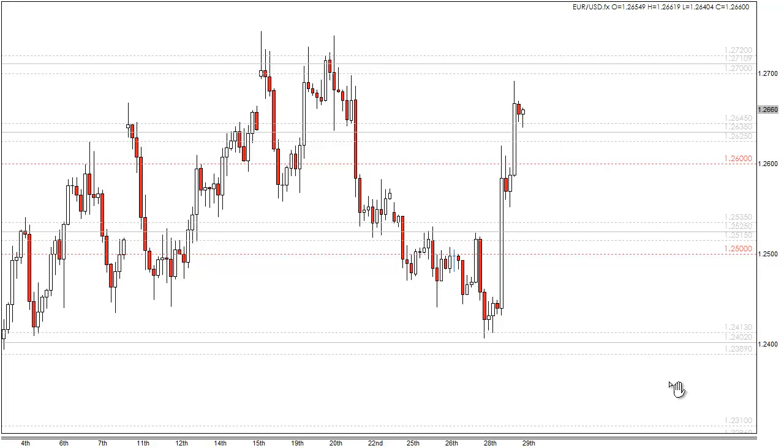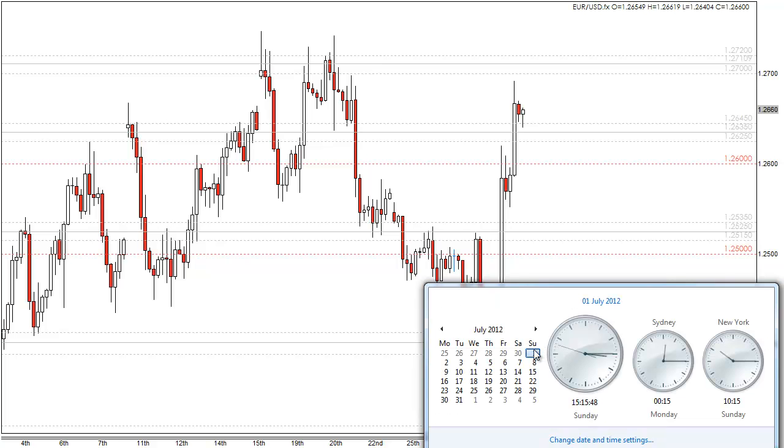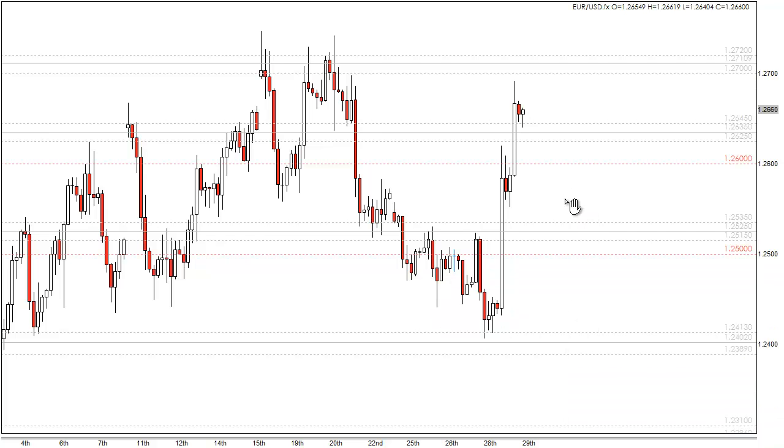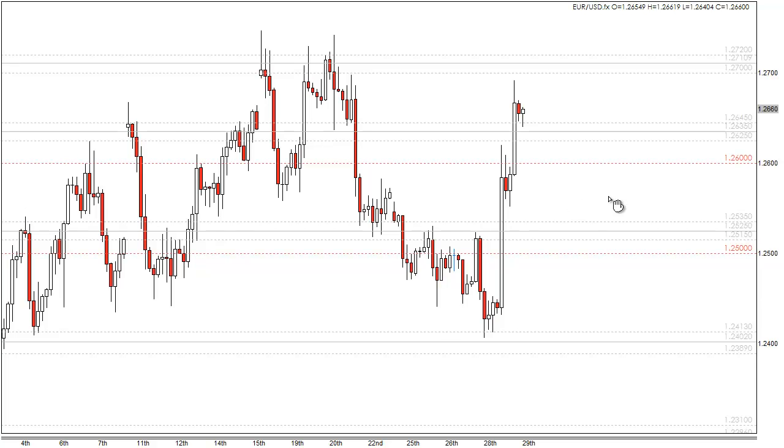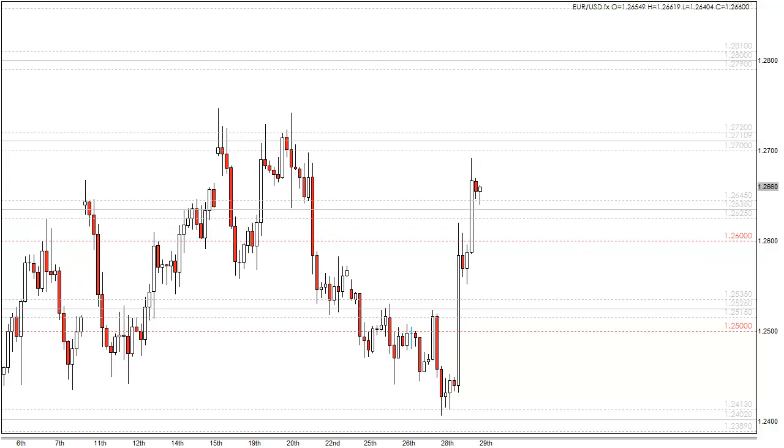You're looking at a Euro USD 4-hour chart, and this is the weekly analysis for the week starting Sunday, the 1st of July 2012. In this analysis, I'm going to take a quick look at some support and resistance areas, and I'll be showing you how they may affect price in the coming week. We'll start off with the resistance areas.